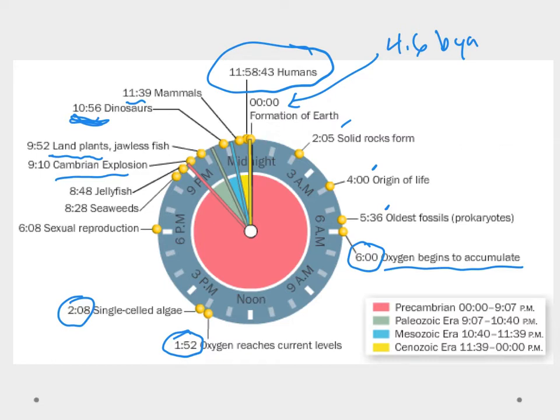So you can see that we haven't been around for that long if you take the entire time period of the Earth. And that's kind of what we're showing, that we have an awful lot of time from the origin of life to us for evolution to occur.